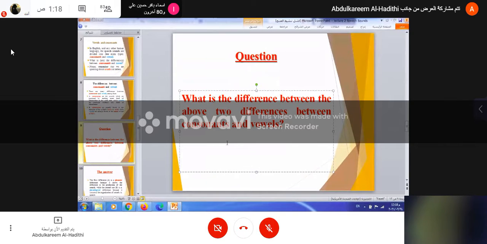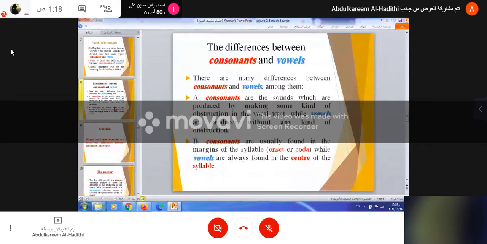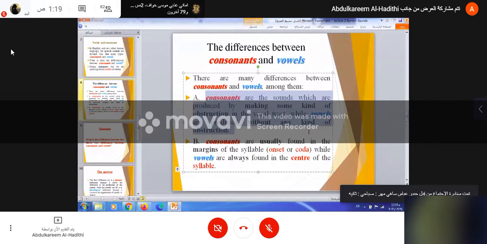differences. The main difference is that the consonant is a sound which is produced by making some kind of obstruction in the vocal tract, while the vowel is the sound which is produced without any kind of obstruction.